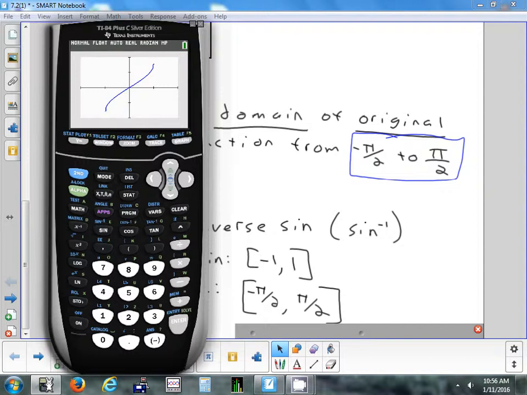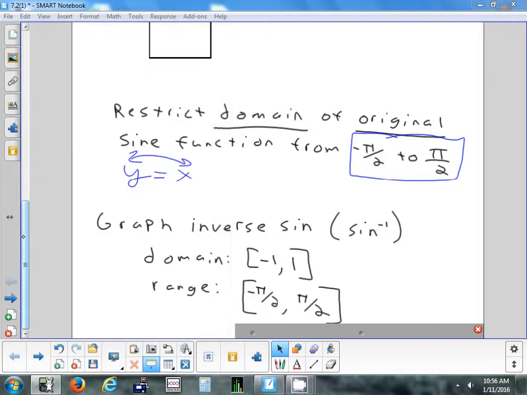You could also get the same picture in degrees. What I would do there, instead of negative pi over 2 to pi over 2, is go maybe negative 100 to 100. That way it wouldn't be right on the edge of the screen. Any questions on what inverse sine looks like?